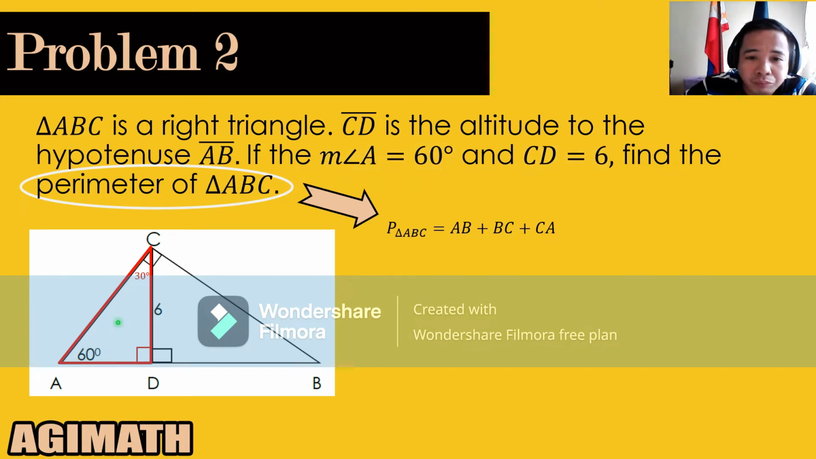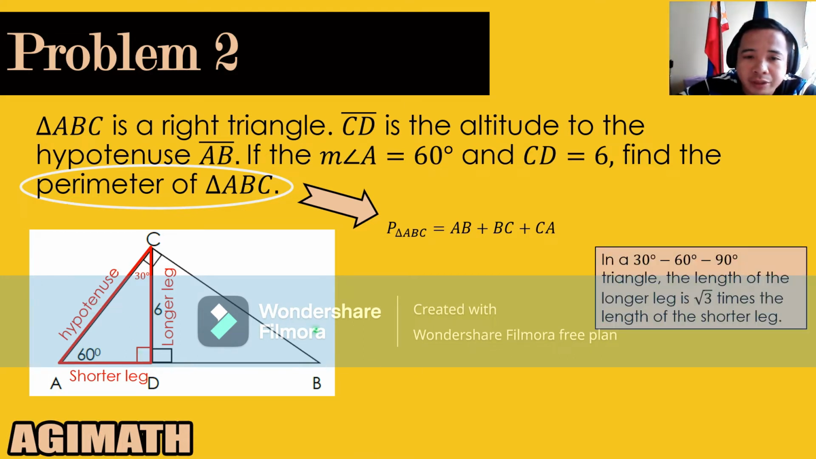So if this is our 30, 60, 90 right triangle, side AD will be called the shorter leg because it is the side opposite the 30-degree angle. And then this side is the longer leg because it is opposite the 60-degree angle. And of course, obviously, CA is the hypotenuse because that is opposite the right angle. That is always the hypotenuse.